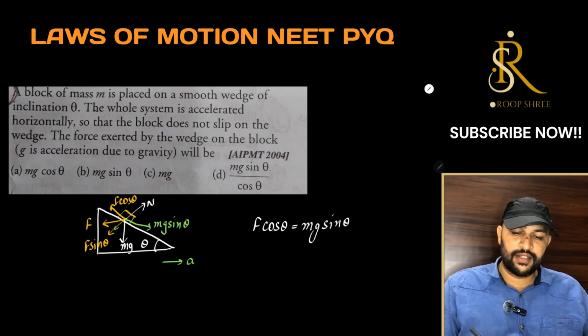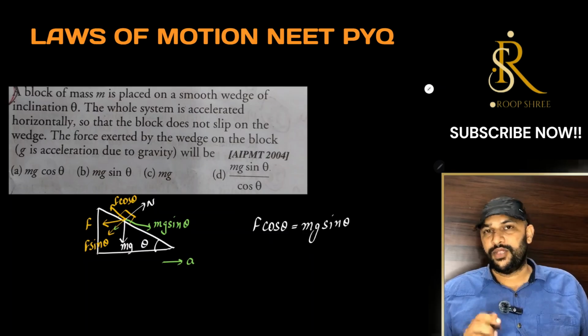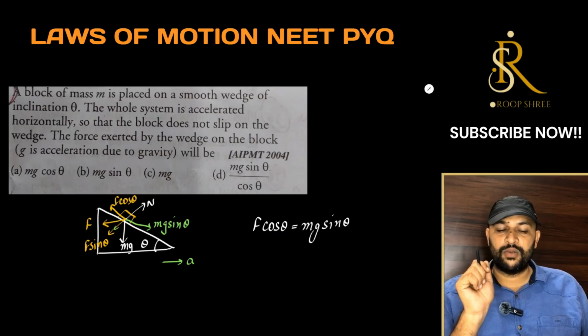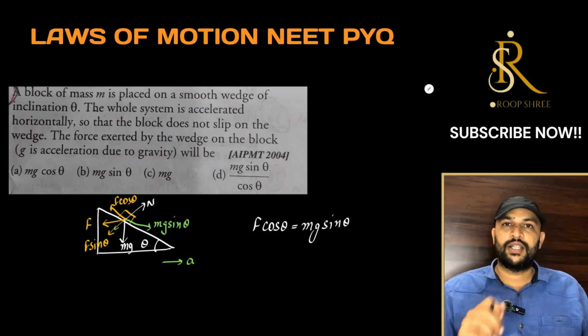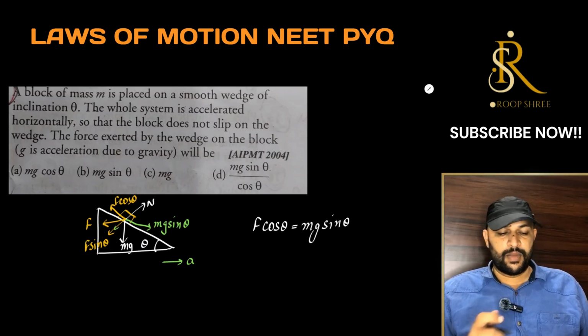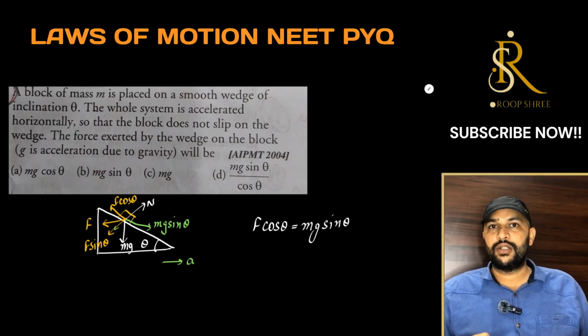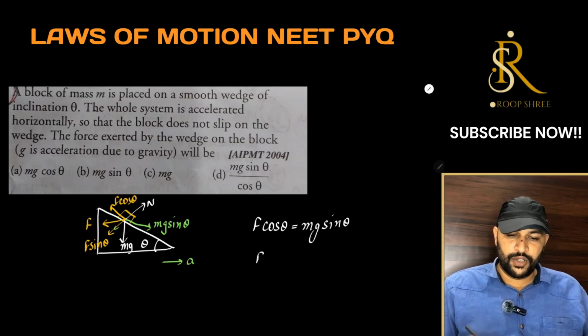Sir, why are you not taking this next equation, like N and all? Because mg sin theta is the force which is responsible for the block to come down. The block is not coming down because mg sin theta is equalized by F cos theta. Otherwise, the normal reaction is getting cancelled with what? With F sin theta and mg cos theta, right? So F cos theta is mg sin theta.